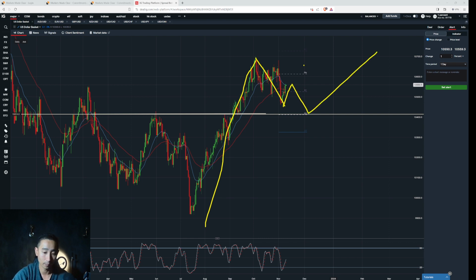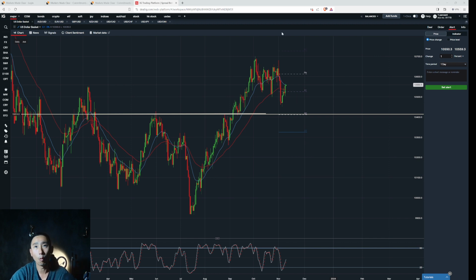I personally think that we may see one more push higher. Whether it will break the previous high or not, I don't know. But currently for short-term trading, I do want to sell the US dollar. All right, so preferably it would be the euro and pound.